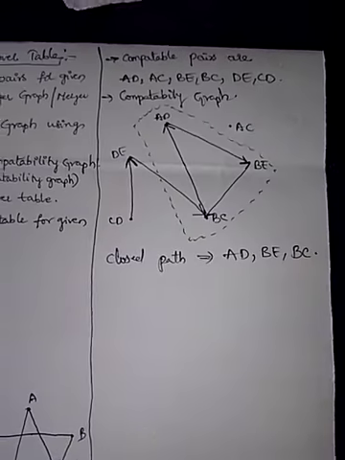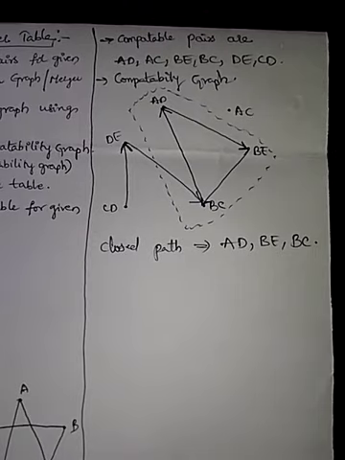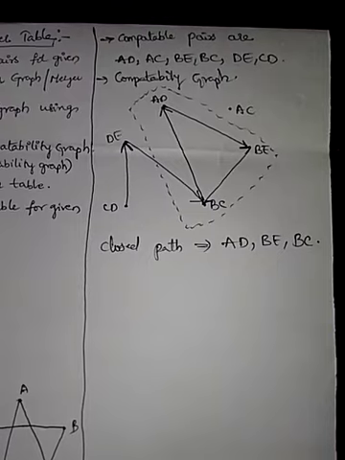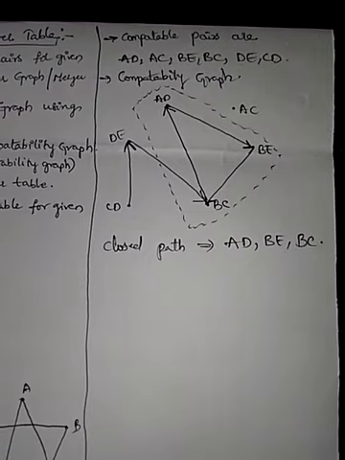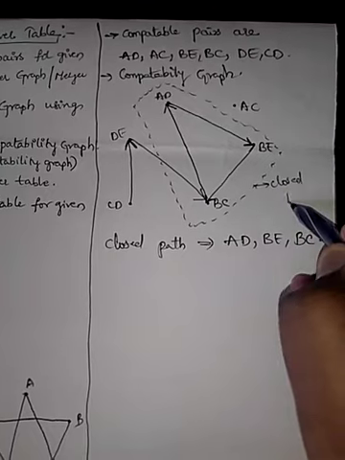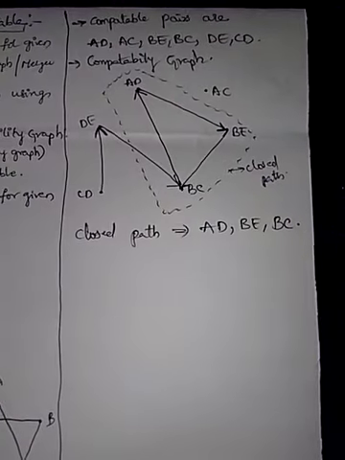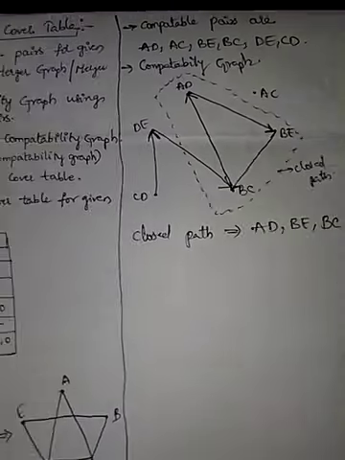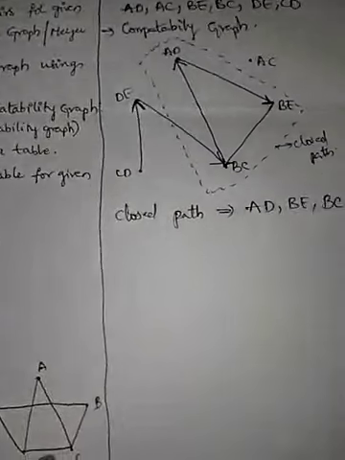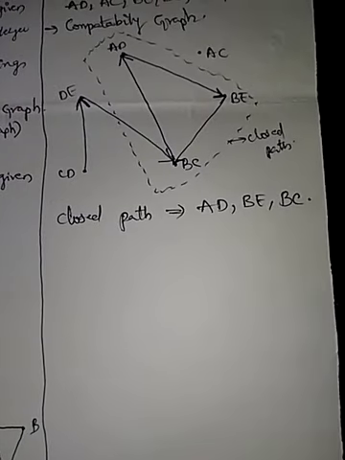right. So the closed path is nothing but the one which covers the vertices AD, BE and BC. With a dotted line you can draw that particular shape showing that it is a closed path. Okay, now the third step is completed. Next you can go with the fourth step. What is the fourth step? We need to derive the minimal cover table with the help of this particular closed path states. So closed path states are 3.